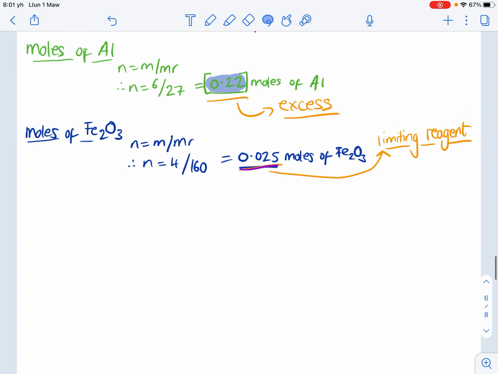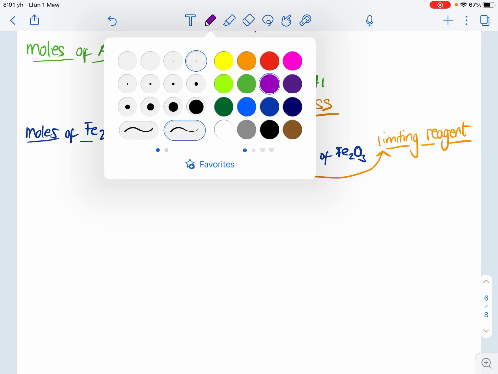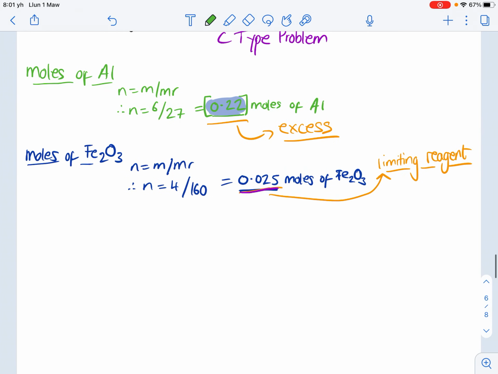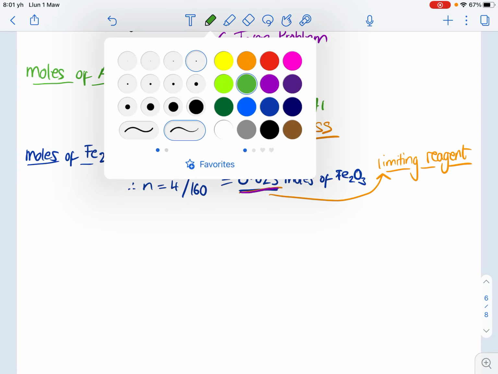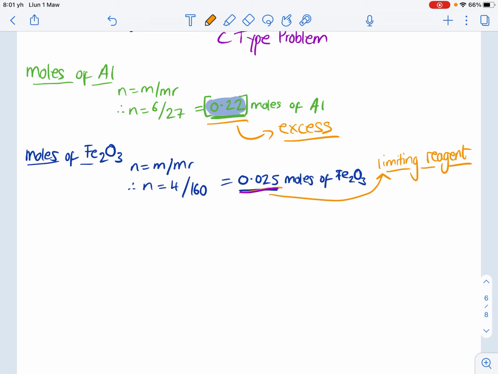Let's go back here and say, let's say I want to know, if I have 0.022 moles of aluminium, which I do, how many moles of iron oxide am I going to need to react with that? This step isn't necessary. I'm just doing this to show you that you could have actually got the exact same answer, that iron oxide is the limiting reagent, by comparing either the moles of aluminium or the moles of iron oxide.